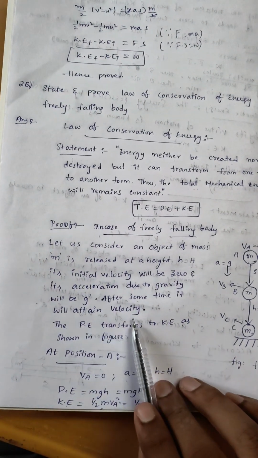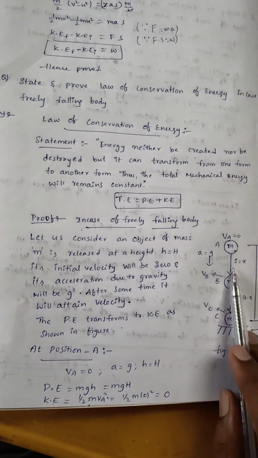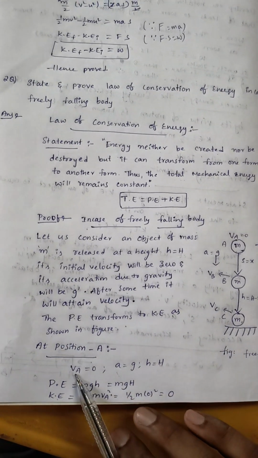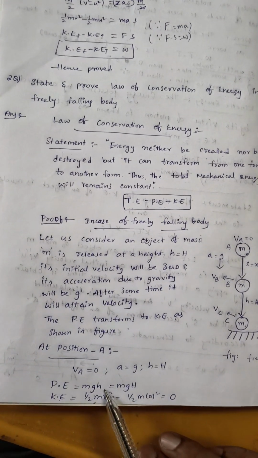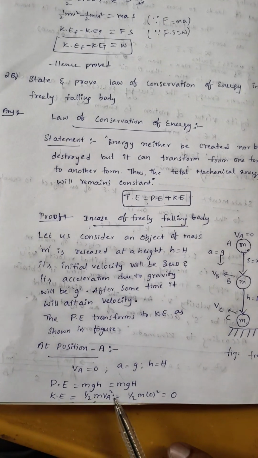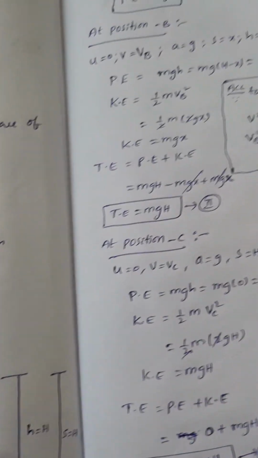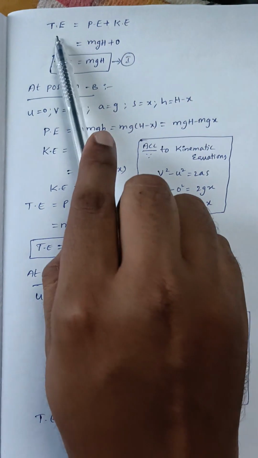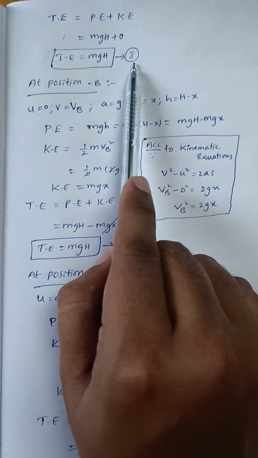After some time, it will attain velocity. The potential energy transforms to kinetic energy as shown in the figure. At position A, vA is equal to 0, a is equal to g, h is equal to capital H. Now potential energy PE is equal to mgh, writing capital H in the position of small h. KE is equal to half m vA square, but vA is 0, so kinetic energy becomes 0. Total energy is PE plus KE, that is equal to mgh plus 0. So total energy is equal to mgh, equation number 1.